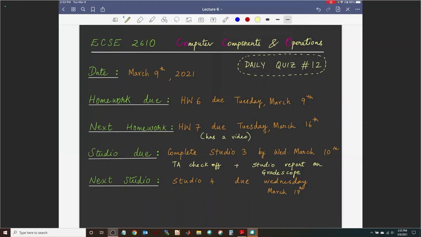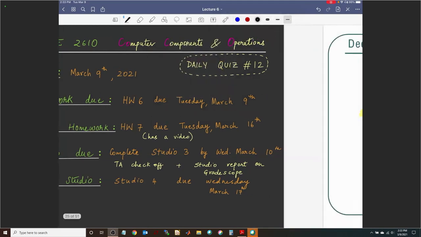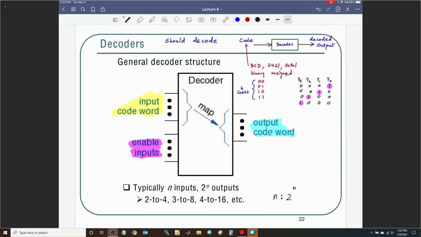Okay, let's move on. So we have been talking about decoders. Let's continue that discussion. And in fact, we will talk about even the encoders today. So this is what we were doing in the last class. We said, all right, what is a decoder supposed to do? Well, it should decode. So if you give it a code, maybe in BCD or maybe just straight up binary, it should convert that into a decoded output. And that decoded output could be something like one of the outputs becoming active.